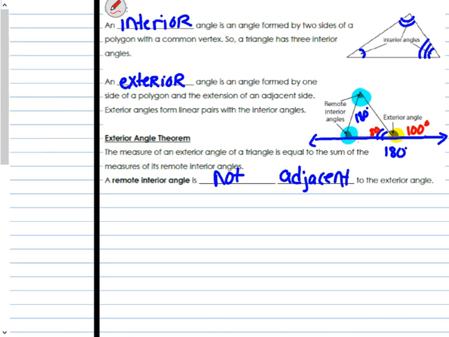Well, if a triangle is 180 degrees, these two angles that are left, these two remote interior angles, they also have to add up to 100. Because if all three angles are 180, and I know that one of them is 80 degrees, what's left is 100. Now, I don't know how much each is, but I know that the sum of them is 100, which is equal to the exterior angle. So that's that drawn out.